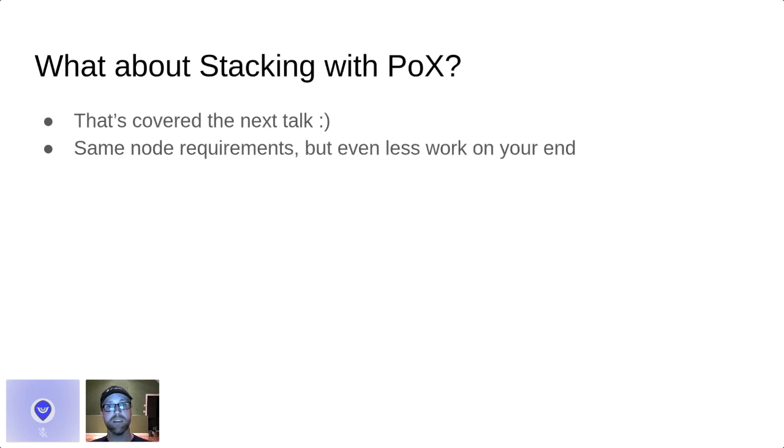So what about stacking? It's a similar task to mining. I'm going to save this for the next talk, though. That's going to be talked about by Zan when my talk is finished. But in terms of hardware requirements, it's basically the same thing. If you can set up a miner, you can set up a stacking rig. But it takes even less work because you're just sending a transaction once a month or so, or even less frequently than that.